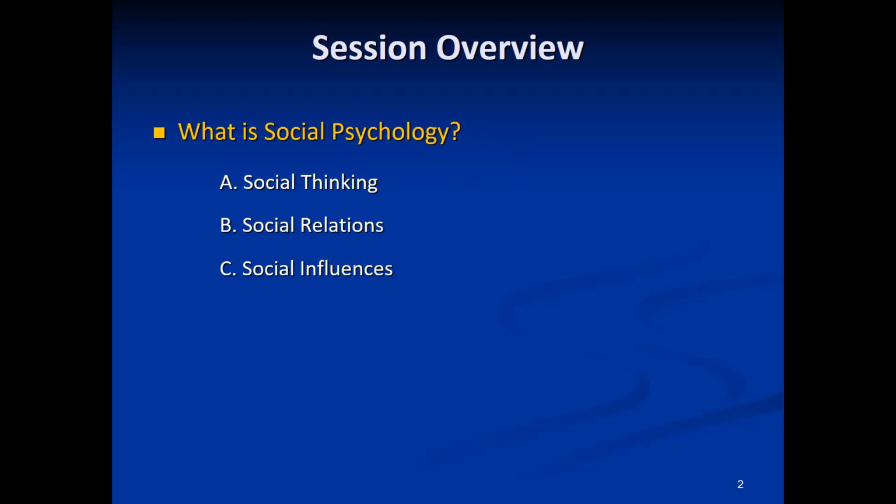It will then look at three aspects of social psychology: social thinking, which is reasoning about the social world; social relations, which is connecting with other people; and social influences, which is being affected by other people.